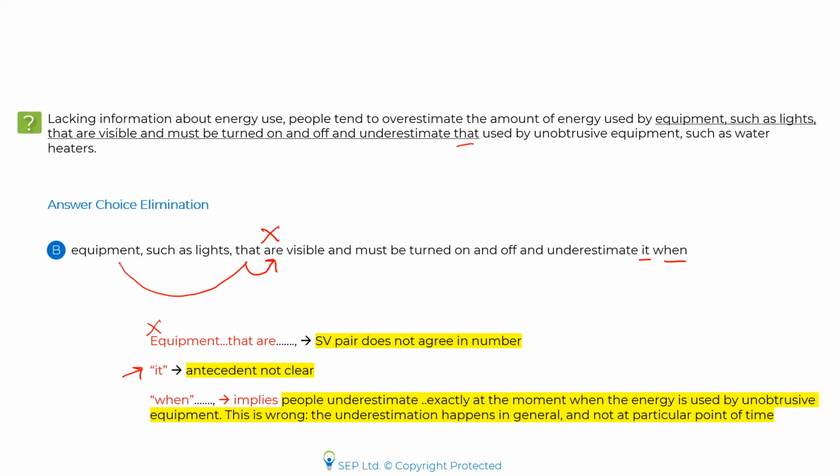Also, a bigger error is the "when." It implies as if people underestimate the amount of energy used exactly at the moment when the energy is being used. It's like I have switched on the water heater, and at that moment I am standing there in the bathroom and underestimating the energy that the water heater must be using. Sounds weird, right? So definitely B is out. It is not only illogical, it is outrightly incorrect because of the "are visible." Let's move on to the next choice.